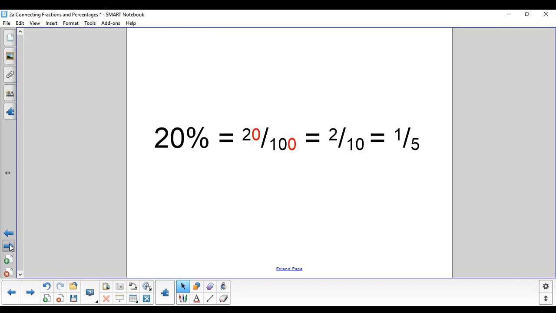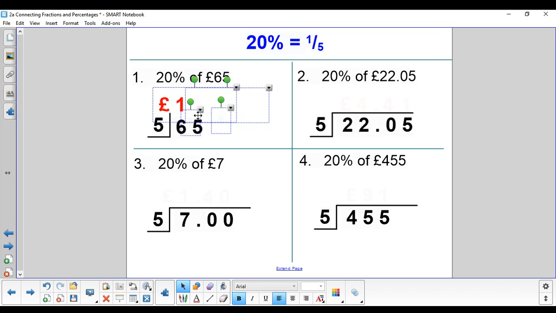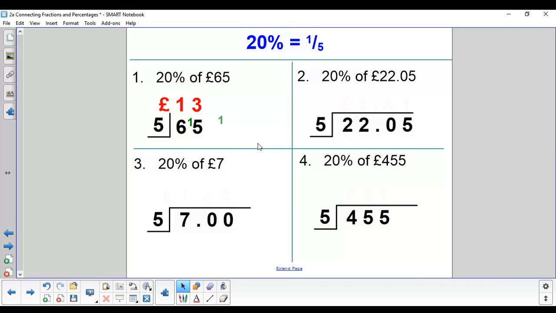20% can go to a fifth. We're going to talk about other ways to do this next time, but for just now we're going to use a fifth. So if we have a fifth, then we can see I've lost my line there. We'll just have to deal without the line. Okay, so it goes 1, remainder 1, and we get 3.